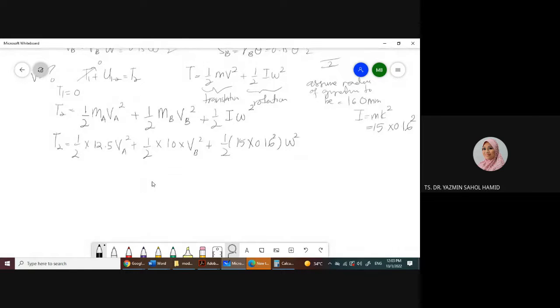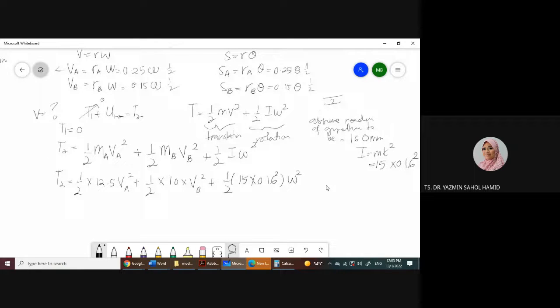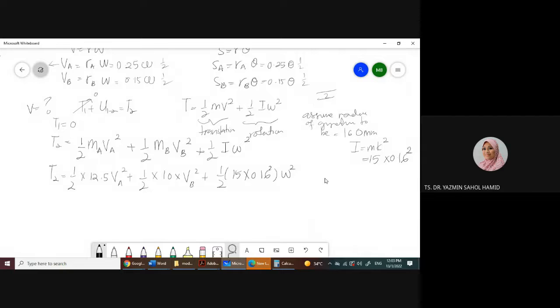Okay. So sekarang ni kita tahu VA, VB. VA, VB kita berapa? 0.25 omega dengan 0.15. So kita gantikan lah. Kali dengan VA kita adalah 0.25. Jangan lupa kuasa 2. Okay. 1 per 2 kali 10 kali 0.15. Oh, jangan lupa. Ada omega squared kan? Omega squared. Jangan lupa.